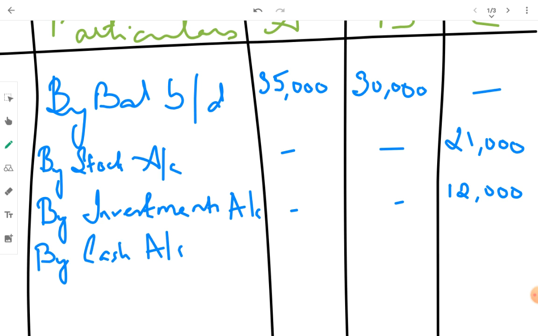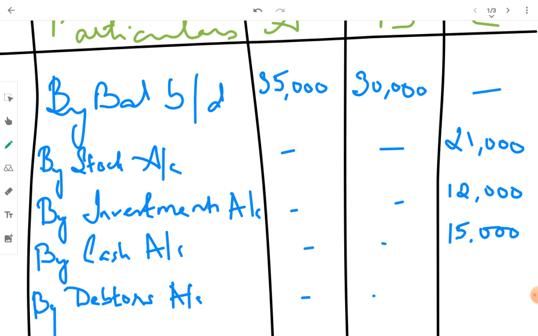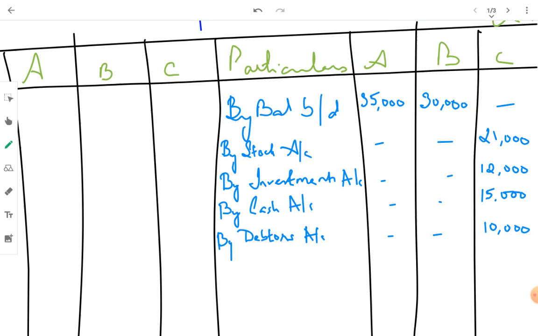By cash account, rupees 15,000. 10,000, and he also brought debtors. So by debtors account, rupees 10,000. So we have recorded all of the new assets that have been brought in by your new partner, by partner C. And now let's move back to the question.